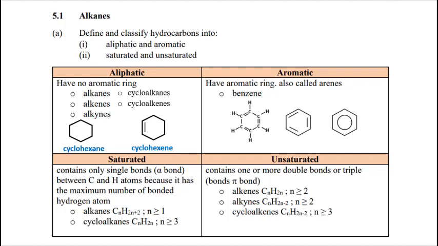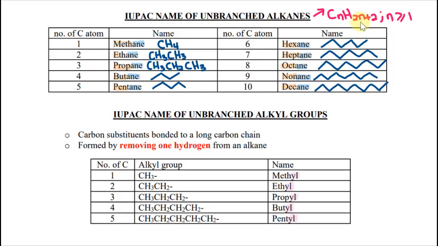If a hydrocarbon contains only carbon-carbon single bonds, it is said to be saturated because it has the maximum number of bonded hydrogen atoms. If the hydrocarbon contains multiple bonds, it is said to be unsaturated. So alkanes and cycloalkanes are examples of saturated hydrocarbons, while alkenes, alkynes, cycloalkenes, and even arenes are examples of unsaturated hydrocarbons. An open chain alkane has the general formula CnH2n+2, where the number of carbons must be equal to or greater than 1.